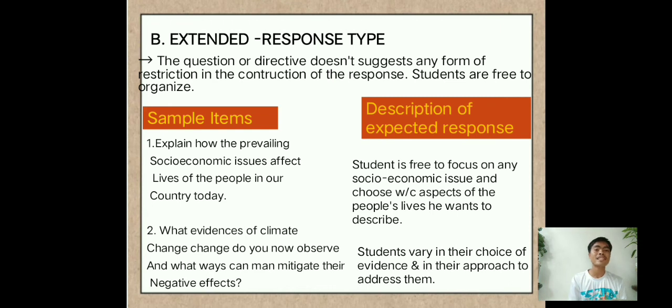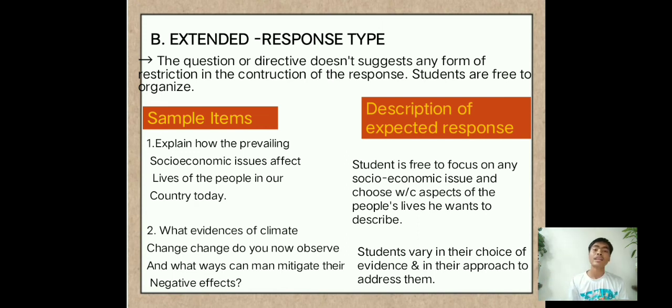In the extended response type, the question or directive doesn't suggest any form of restriction in the construction of the response. Students are free to organize. So like what I have said earlier, there are differences between the restricted response type and the extended response type. The students are free to organize. So you will let the students write something in which they will use their minds and their ideas. That's critical thinking skills.